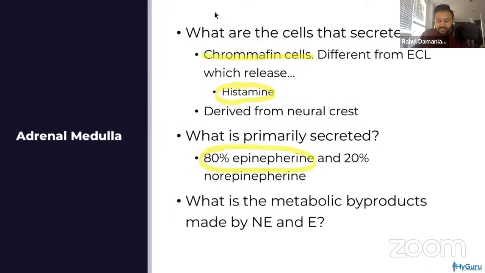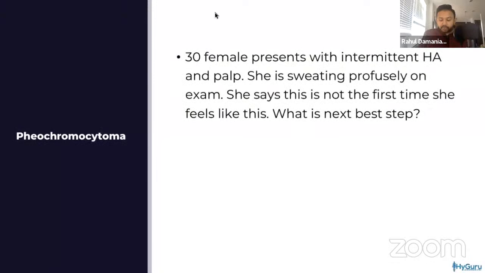The primary hormone that is secreted from the adrenal medulla is going to be epinephrine. And the metabolic byproducts that are made after norepinephrine and epinephrine are broken down are HVA and VMA. Now, HVA and VMA are elevated in pheochromocytoma. So really watch for that in your list of labs for pheos. So here's an example of pheochromocytoma. A 30-year-old female presents with intermittent headache and palpitation, so signs of sympathetic being revved up. She is sweating profusely on exam.